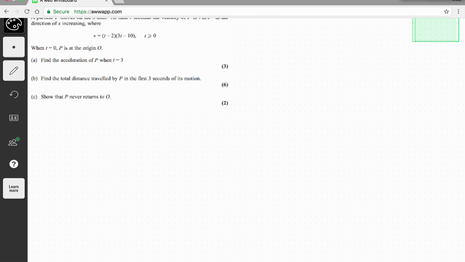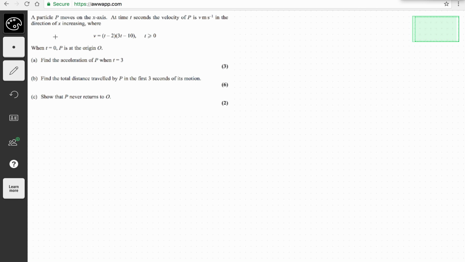Hi, so this is question number 2 from M2 Jan 2014, from the Edexcel Board International A-Levels. So let's get into it. The question is that particle P moves on the x-axis. At time t seconds, the velocity of P is v meters per second, in the direction of x increasing, where v is this. When t equals 0, P is at the origin O.